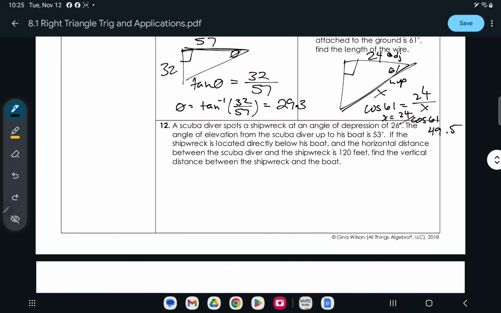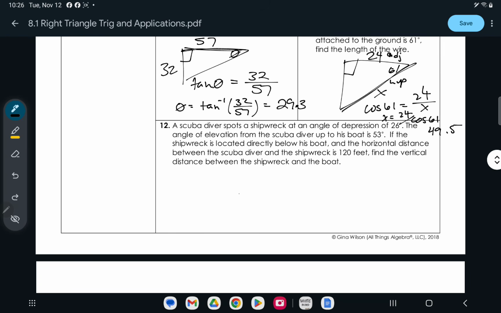A scuba diver spots a shipwreck at an angle of depression of 26 degrees. The angle of elevation from the scuba diver up to his boat is 53. If the shipwreck is located directly below his boat and the horizontal distance between the scuba diver and the shipwreck is 120 feet, find the vertical distance between the shipwreck and the boat.